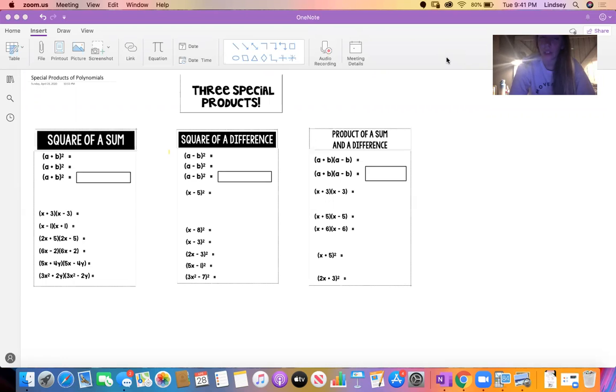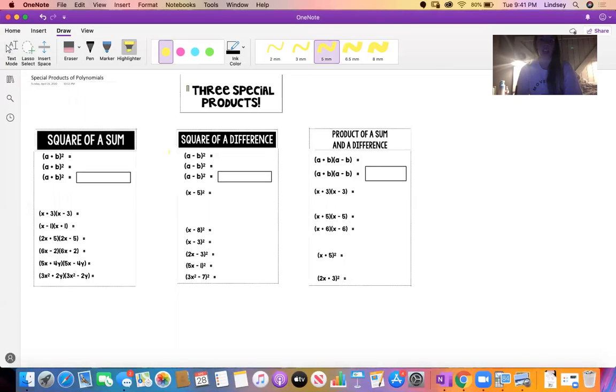Now, the only difference with this skill number 2 today is that the notes and the practice problems are going to be all tied into this one video. So it will all be in this one. So it may be just a little bit longer, but just know that this is the only video that you will have to watch. All right, so we're going to be talking about the 3 special products today of polynomials.